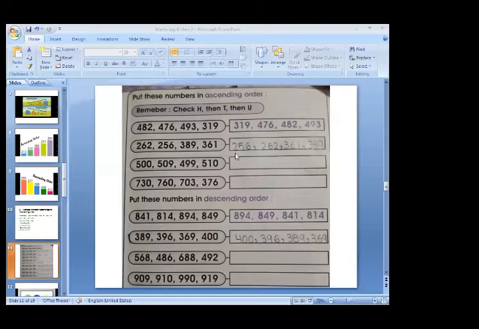So here 256 is a smaller number and 389 is a bigger number. Now see question number 2. Question number 2 is: put these numbers in descending order.